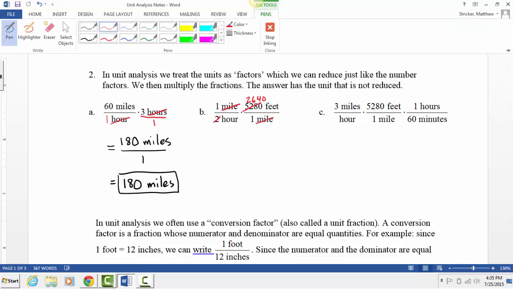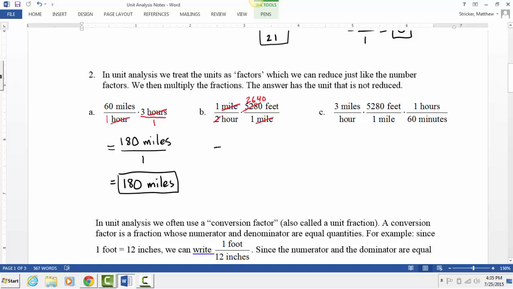And so when I go to multiply now, we have 1 times 2,640, that's 2,640 feet. Per on the bottom, this is a 1 there. 1 times 1 and in units of hours. Another way of writing this is we could write as 2,640 feet per hour.